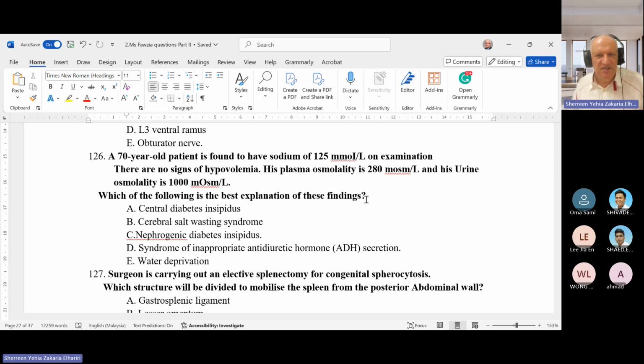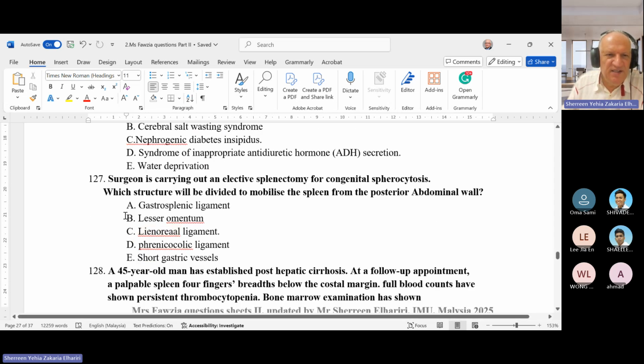but makes some dilution of the sodium, what we call dilutional hyponatremia. The last question for today, so we can start next time with this.